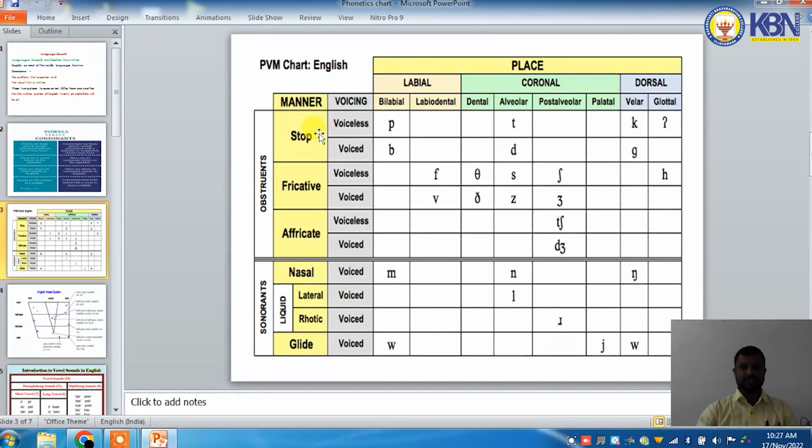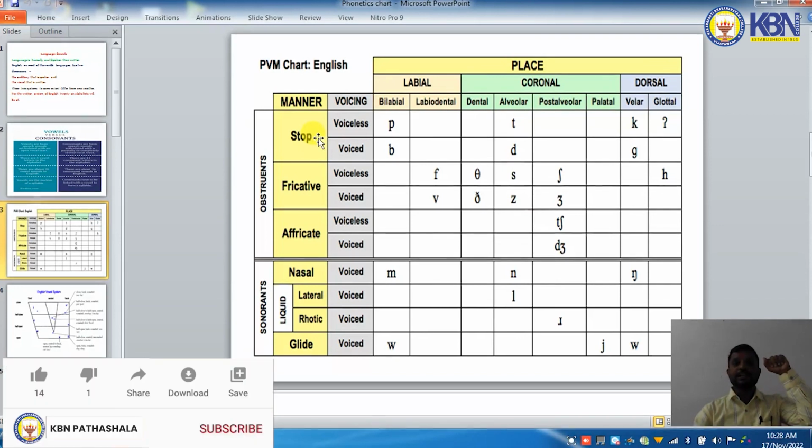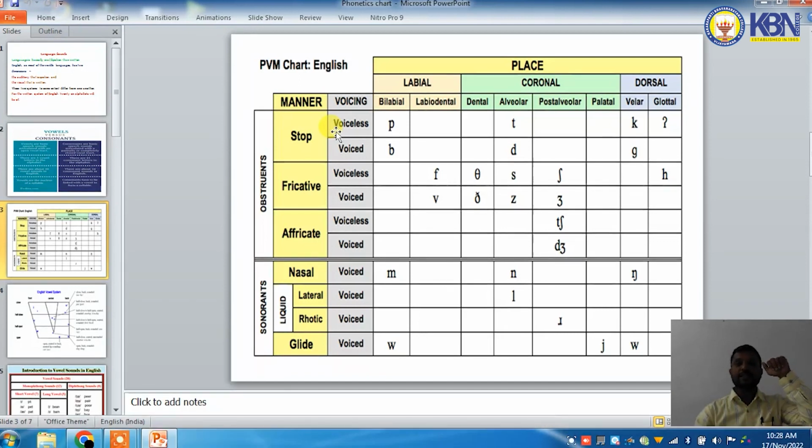The very first manner of production of consonants is sounds that are produced with a complete closure and released suddenly. The first method of production of consonants is they are produced when the air is completely blocked and released suddenly. We call them in 2 different ways: one, stops, and the other is plosives.